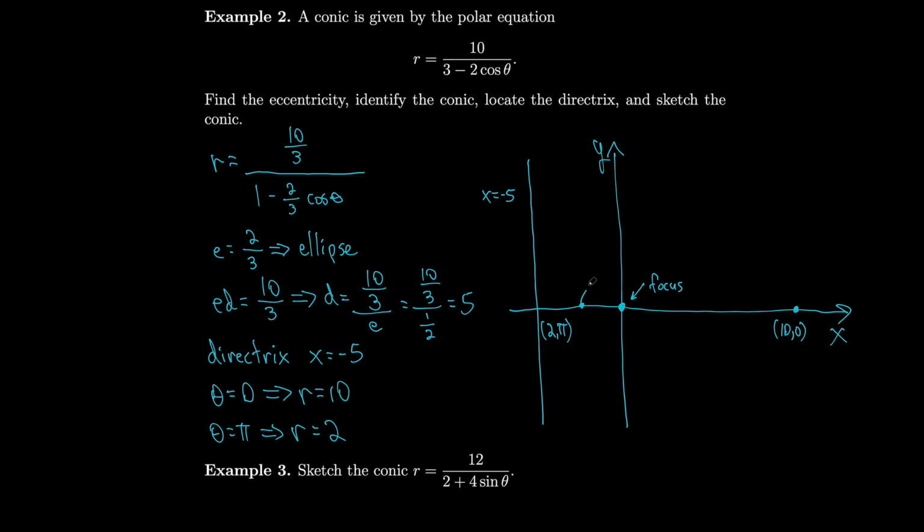I just missed it. Not happy with that. I should have been more careful to put that on the inside, but that's okay. So that's our ellipse, r equals 10 over 3 minus 2 cosine theta.